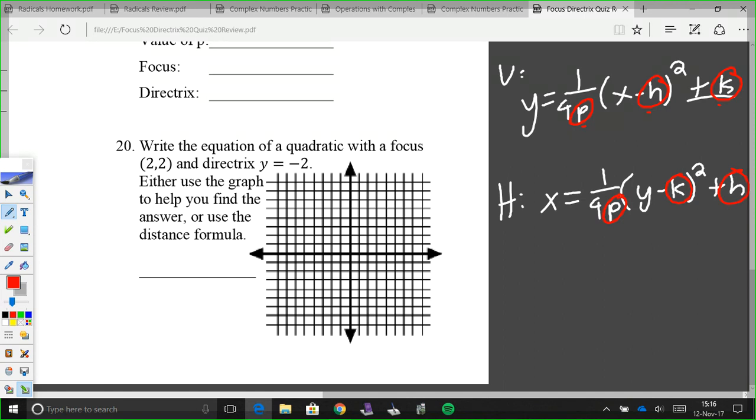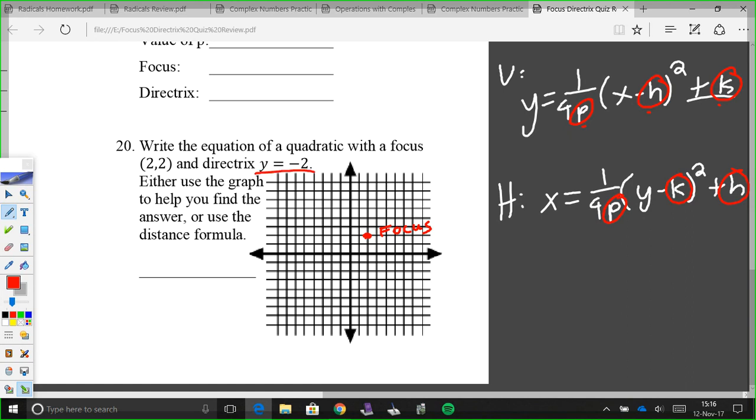So I'm going to use the information I've been given here in number 20, the focus and directrix. I know the focus is at the point (2, 2), so I'm going to plot that. Focus is right there. That's my focus, not my vertex. Alright, my directrix is y equals -2.